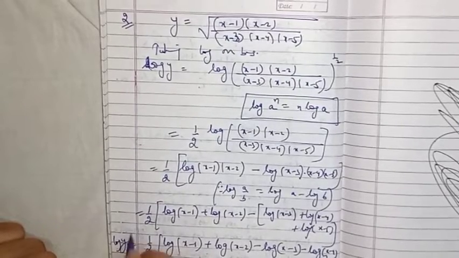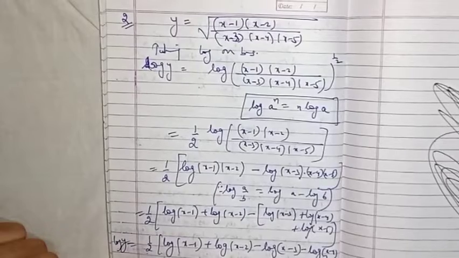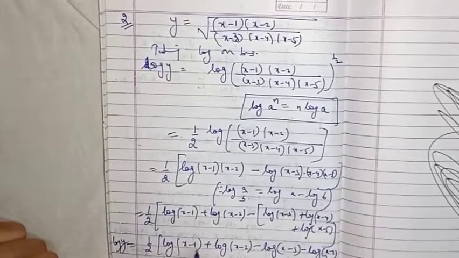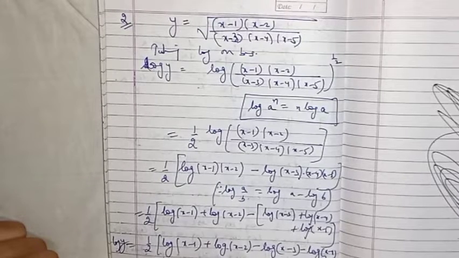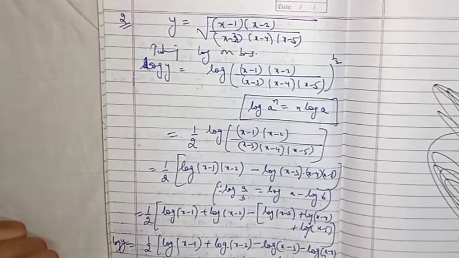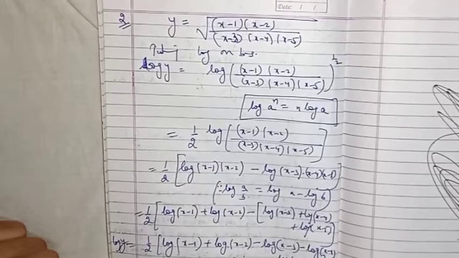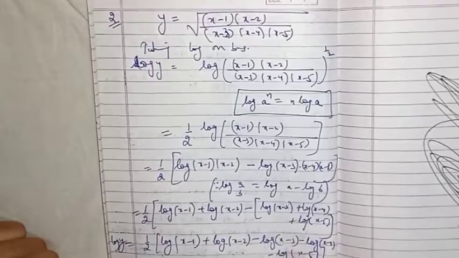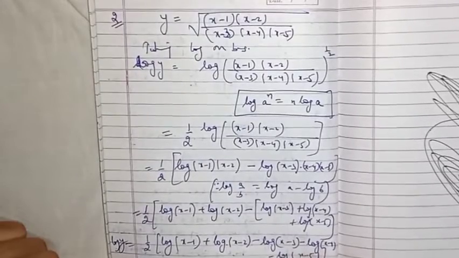Differentiating both sides, here it will become 1 over y dy by dx, equal to 1 by 2 times: derivative of log x minus 1, it is 1 over x minus 1 into derivative of x minus 1, which is 1. Here log of x minus 2, derivative is 1 over x minus 2 into derivative of x minus 2, which is 1. Minus log of x minus 3, that is 1 over x minus 3 into derivative of x minus 3, which is 1, minus 1 over x minus 4, minus 1 over x minus 5.